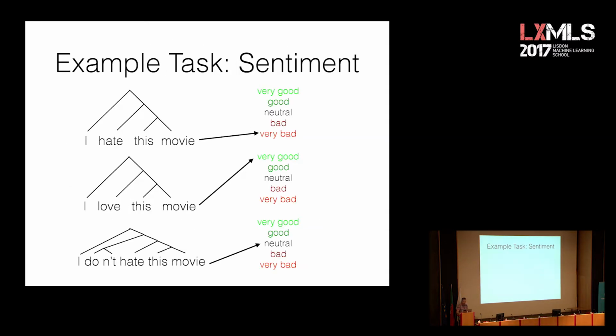So I'm going to give a simple example of a task that we would like to do. I've given versions of this tutorial before. Just coincidentally, it happens to be the exact same task that you just did in the lab. It's about sentiment, but we have a slightly different bent on this task. So for sentiment, we have: I hate this movie, I love this movie, and I don't hate this movie. And we want to say whether each one of them is very good, neutral, bad, or very bad, like this.